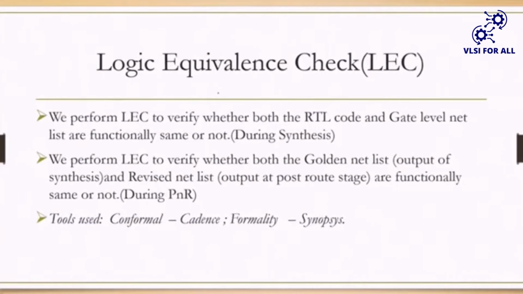Similarly, it happens in PNR also. If you are aware of PNR, the synthesis output is the PNR input, and the netlist after the post route stage will be the revised netlist, and you can cross check those two files as well, whether they are functionally the same or not during PNR. This check is called logic equivalence check, and the respective tools are Conformal in the Cadence environment and Formality in the Synopsys environment.